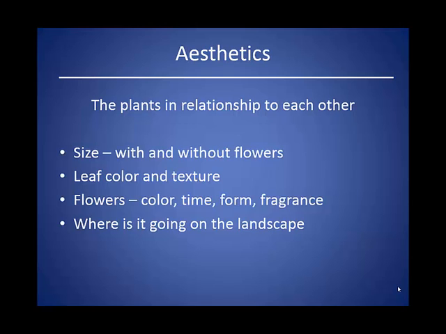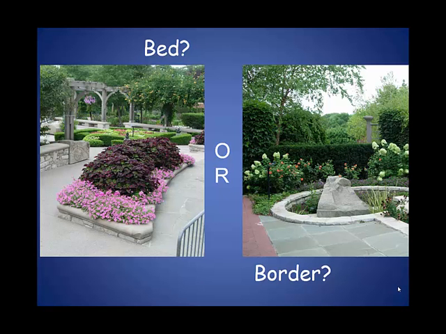And then where is it going in the landscape? And that relates to sun and soil moisture and those things. Is it going to be a border? And I gave you a little handout about an approach to designing a border. Or is it going to be a bed where it's going to be seen from all sides? Borders usually have some kind of backdrop that you're sort of playing off against. So a lot of these pictures come from White River Gardens in Indianapolis.